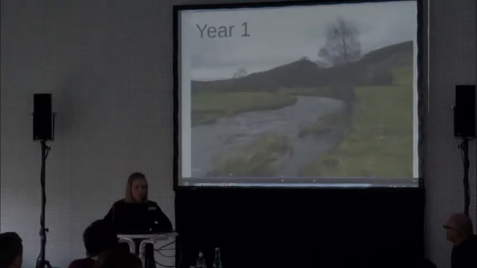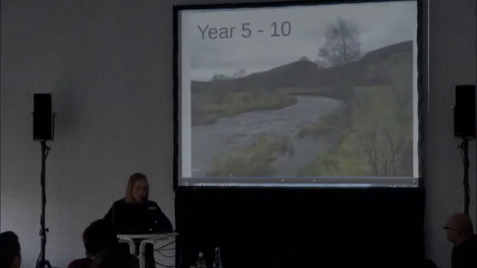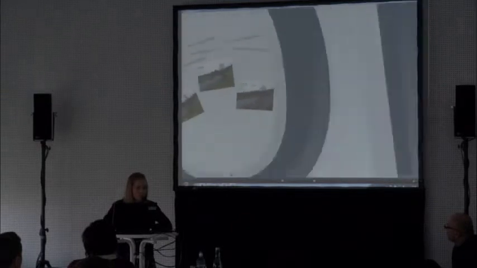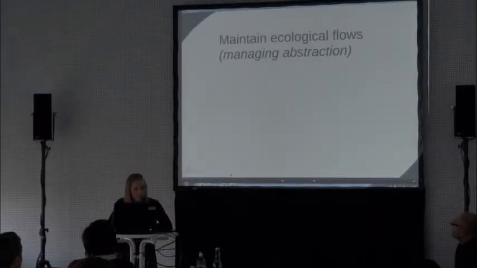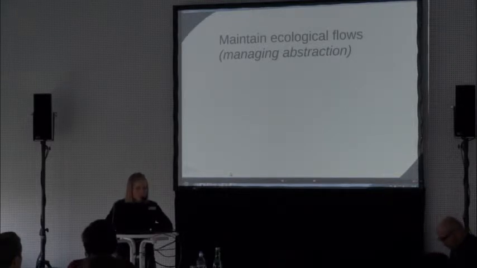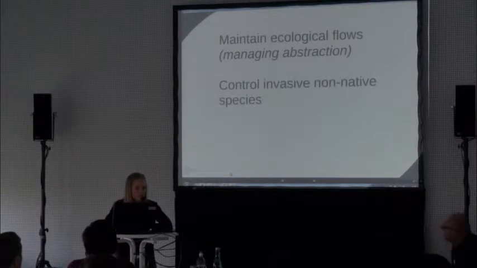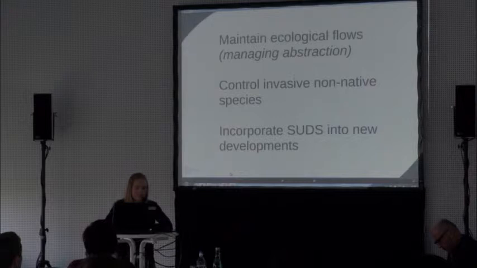So you've got the present day with the bank protection, removal of that. And then in perhaps 5 to 10 years, you've got more erosion on the outside of the meander bend, but then also you've allowed vegetation to develop and the diversity of it. Maintaining ecological flows, managing the abstraction. There's a dam on one of the subcatchments, and also you've just got abstraction licenses. Control invasive non-native species. Incorporate sustainable urban drainage systems into new developments.